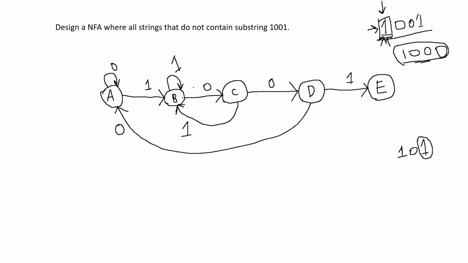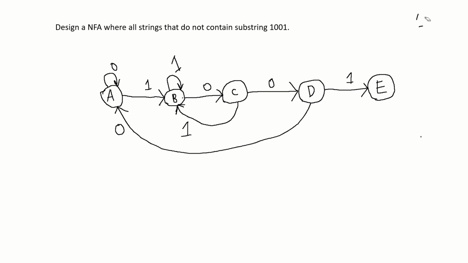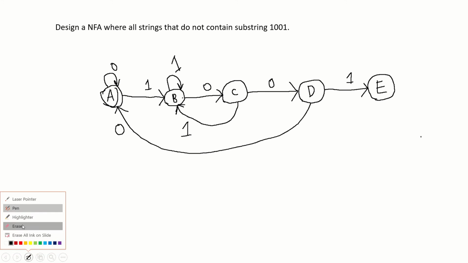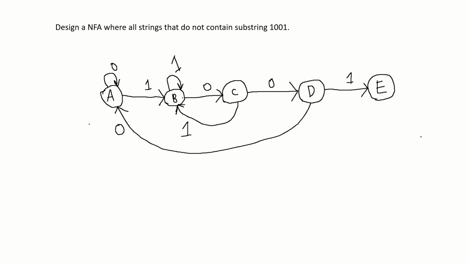Now, as this is an NFA, this state E represents the state where the substring 1001 is there, but as we want to reject the substring 1001, this state E will be a non-final state and these 4 states will be our final states. So, A, then B, then C and D, right.